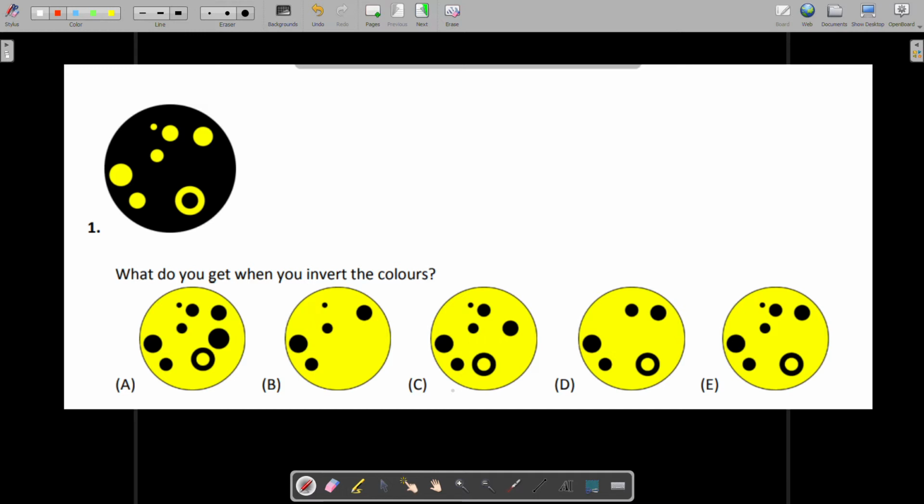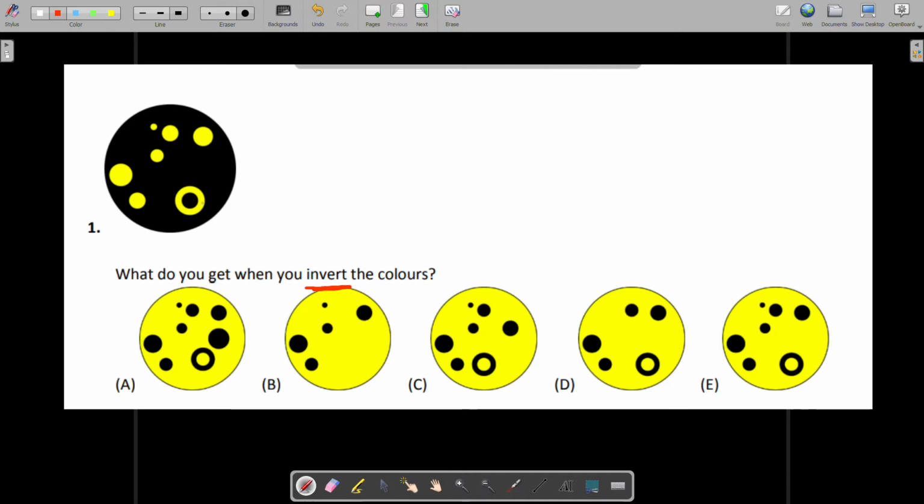Today we'll be going over problems 1 through 5 from the 2019 grades 3 to 4 Math Kangaroo question paper. Let's get started with question number 1. Question number 1 says, what do you get when you invert the colors? Well, the key word to remember is invert. Invert means the opposite or the flip of the colors.